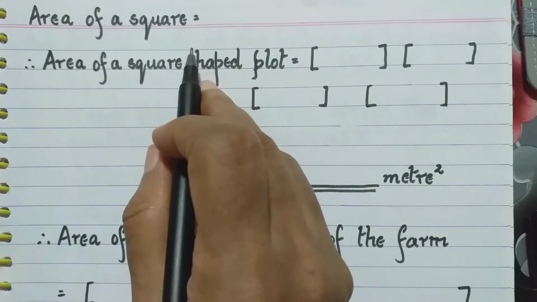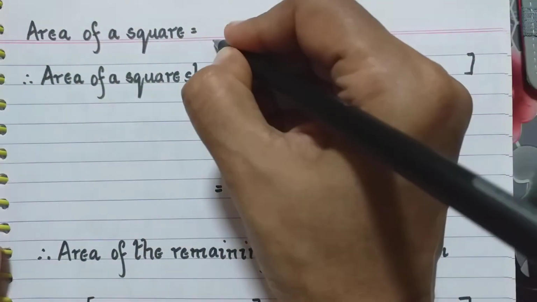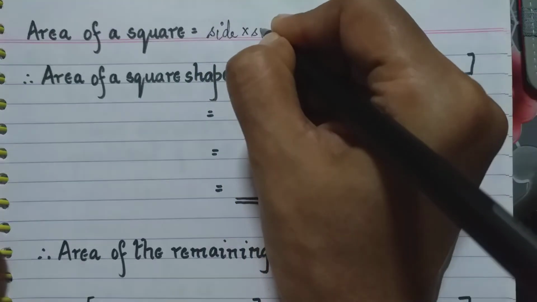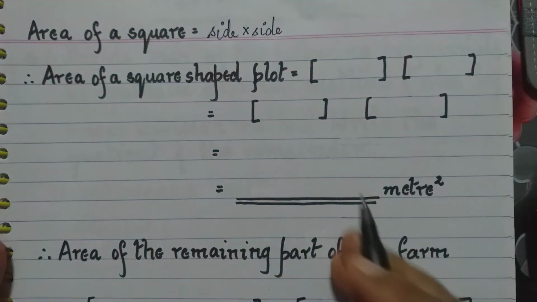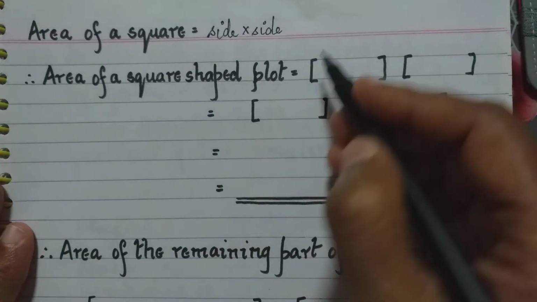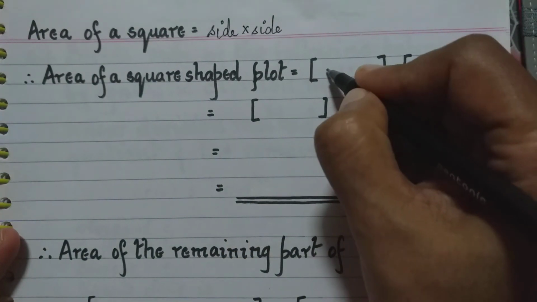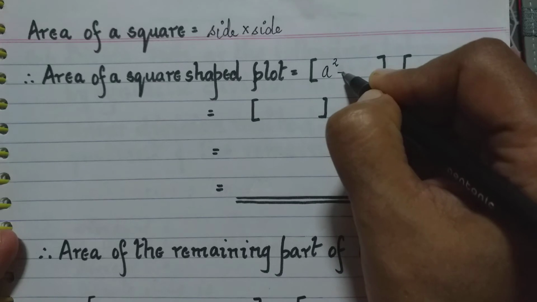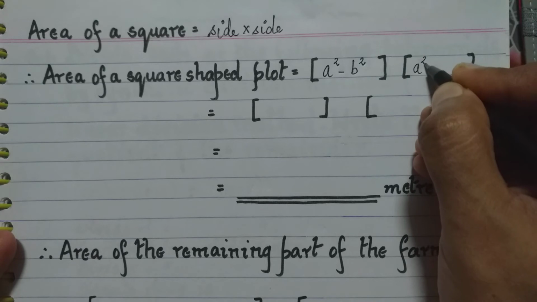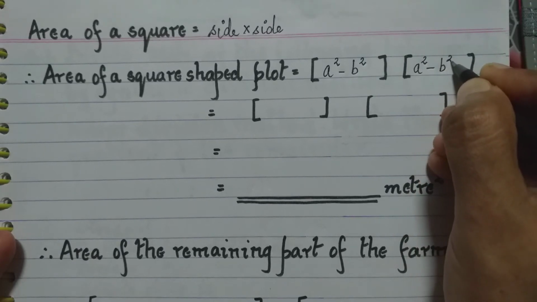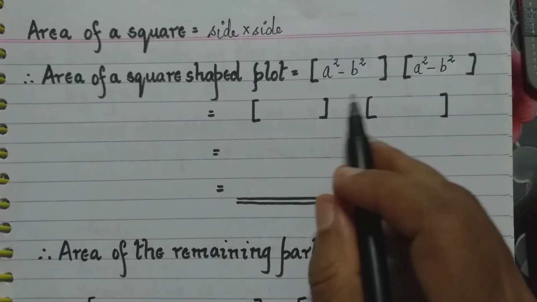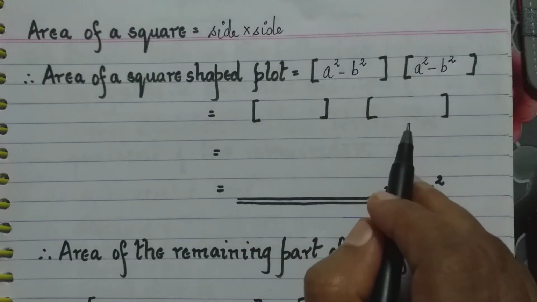Area of a square. The formula is side into side, or side square. So let us write side into side. Now, for the area of the square shaped plot, we know the side was a square minus b square. So we take here (a square minus b square) into (a square minus b square).